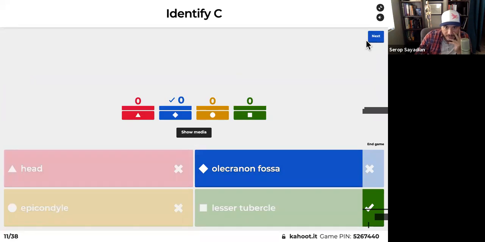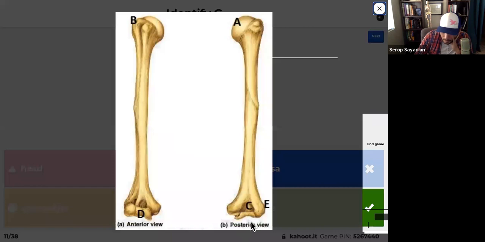Oh, well, we didn't learn that. It's called the olecranon fossa, and that's because the olecranon of the ulna is going to fit into that part.